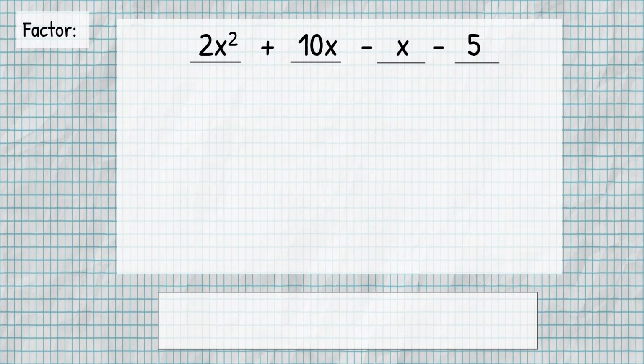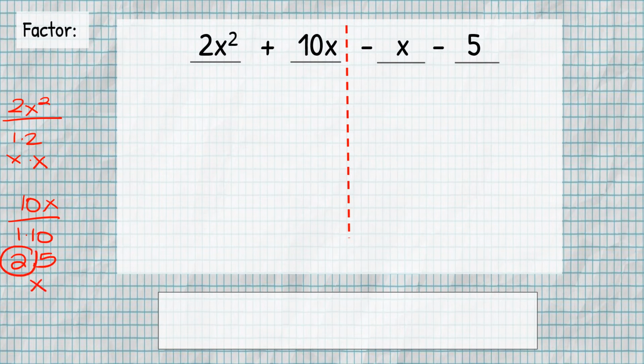So in a problem like this, when there are four terms, the first thing we want to do is cut the problem in half. So we want two terms on one side and two terms on the other side. The next thing we do is we look for the GCF of the first two terms. So the greatest common factor for 2x squared and 10x. We know 2x squared is 1 times 2 and x times x, and 10x. So we see that the greatest common factor is 2x.